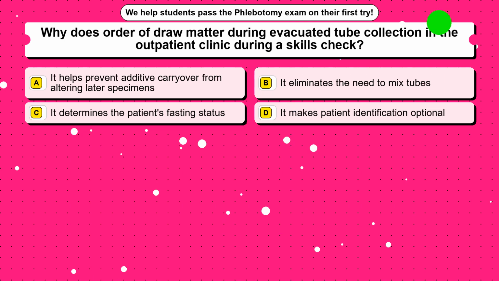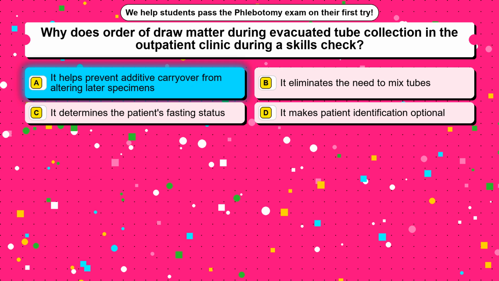Question 49. Why does order of draw matter during evacuated tube collection in the outpatient clinic during a skills check? Option A. It helps prevent additive carryover from altering later specimens. Option B. It eliminates the need to mix tubes. Option C. It determines the patient's fasting status. Option D. It makes patient identification optional.